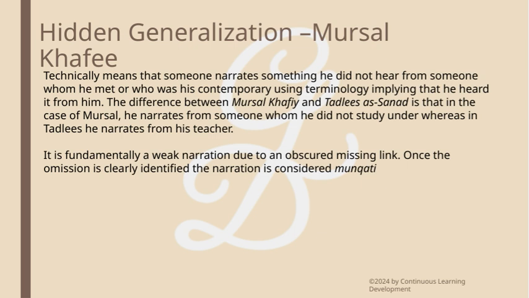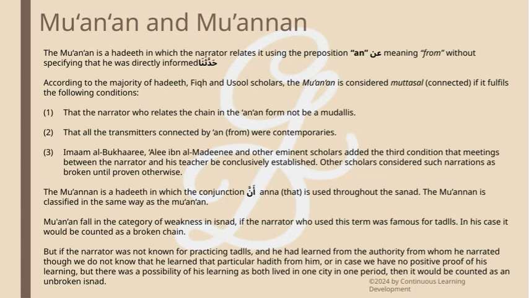So, understanding these differences helps us evaluate the reliability of various narrations and the overall strength of the chain in our studies. It's all about paying attention to these details to ensure we're accurately assessing the transmission process. Let's start by understanding what a mu'an'an is. This is a type of hadith where the narrator relates it using the preposition "an," Arabic ayn and noon, meaning "from," but without specifying that he was directly informed. This is an important distinction in our study of hadith chains.